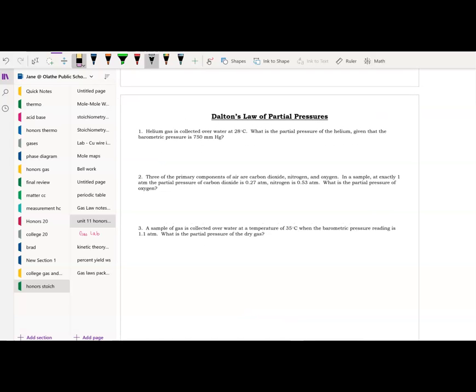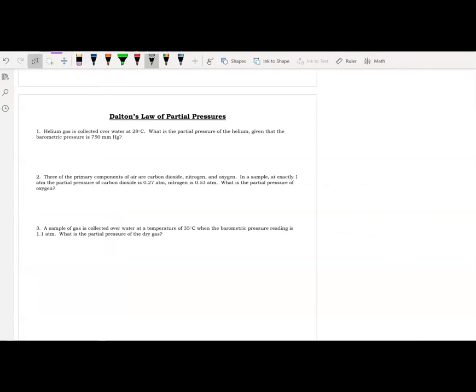The first question tells us that we're collecting helium gas over water at 28 degrees Celsius. What is the partial pressure of the helium given that barometric pressure in the room is 750 millimeters of mercury? So that's our total pressure. The two gases in there are helium and water. And we know that the temperature is 28.